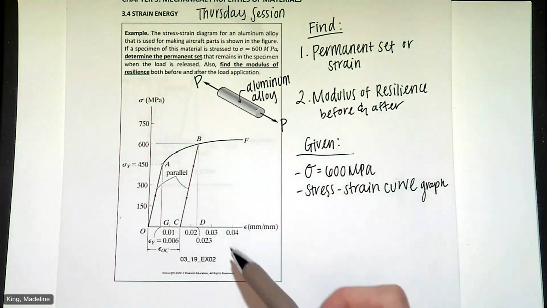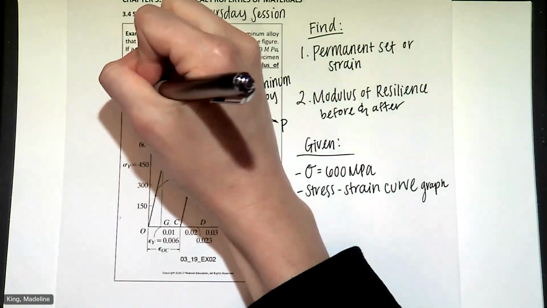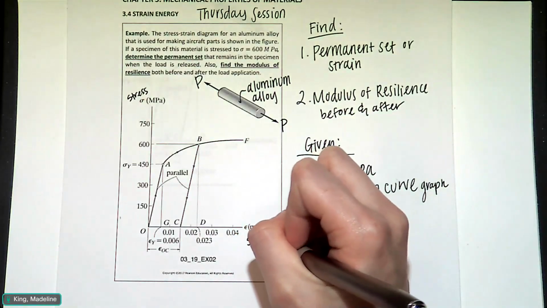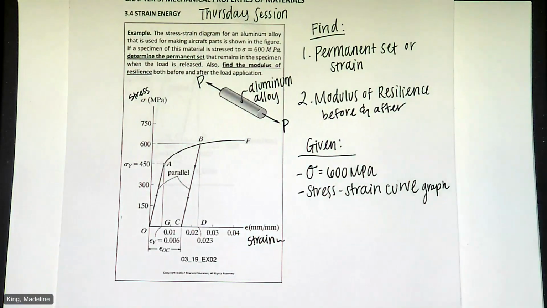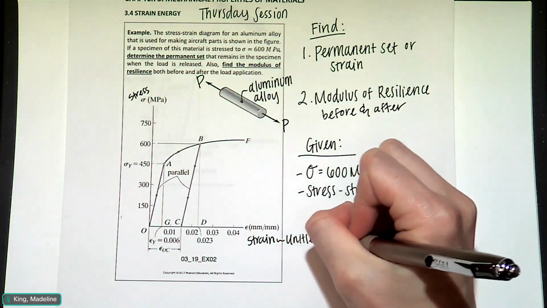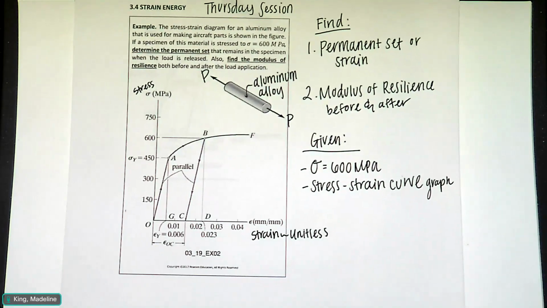All right. So this big old graph is the stress strain graph. So the stress is our y-axis and our strain is the x-axis. Sorry, give me 1 sec. And just so you guys know, strain is unitless, so it can take any units that you want it to. So for this one, it's going to be millimeter over millimeter.